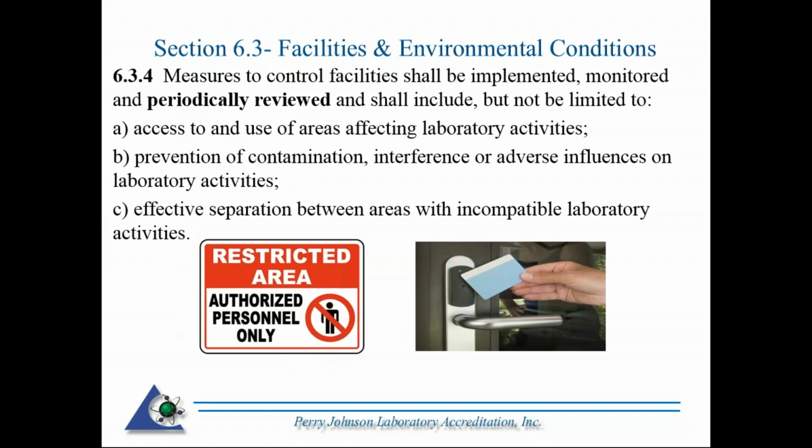634, measures to control facilities shall be implemented, monitored, and, I bolded here, periodically reviewed, because that is an addition, and shall include but not be limited to access to and use of areas affecting laboratory activities, prevention of contamination, interference, or adverse influences on laboratory activities, effective separation between areas with incompatible laboratory activities. Those requirements were in place prior. It's just been expanded and they need to be periodically reviewed.